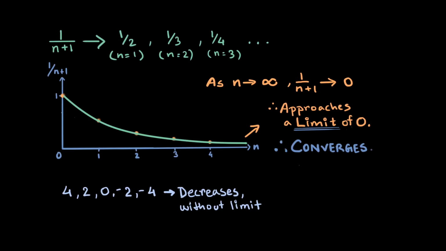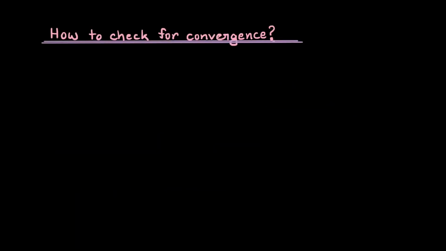Now let's look at a different sequence which also decreases: 4, 2, 0, minus 2, minus 4. This one is decreasing with a rate of minus 2 in each term. So this does also decrease, but this one decreases without a limit. It will keep on decreasing till negative infinity. So this sequence diverges. Now, how do you know which one converges and which one diverges? How to check for convergence?